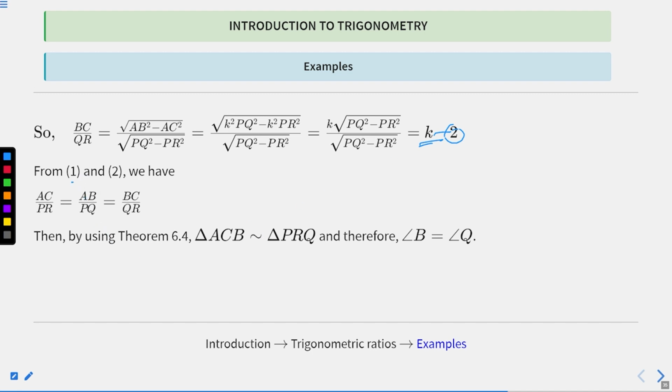Now from equations 1 and 2, we have AC over PR equal to AB by PQ equal to BC by QR. Then by using theorem 6.4, triangle ACB is similar to triangle PRQ, which you have studied in chapter 6. Therefore angle B is equal to angle Q.